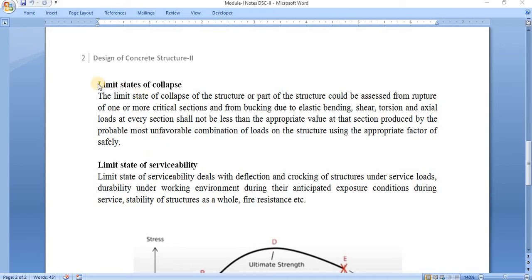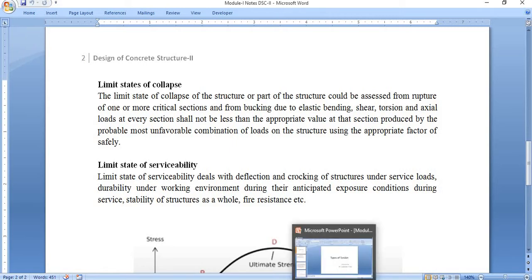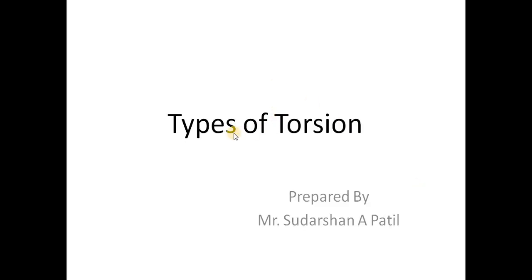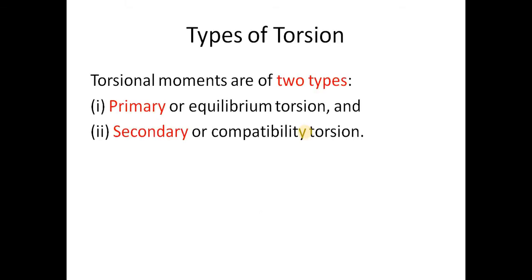Okay, so limit state of collapse is given in your syllabus. In that we are specifically going to study torsion. So today we are going to study the torsion topic and move further. You can see over here, types of torsion. What are the different types of torsion we are going to study? Torsional moments are of two types. First one is primary or equilibrium torsion and second one is secondary or compatibility torsion.